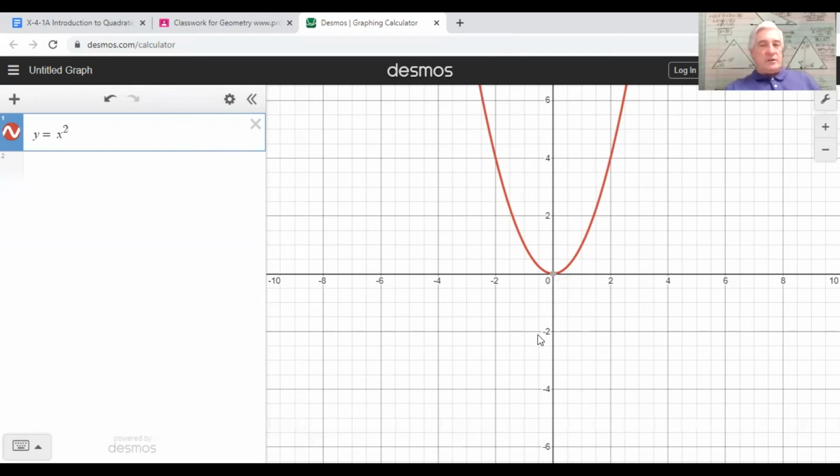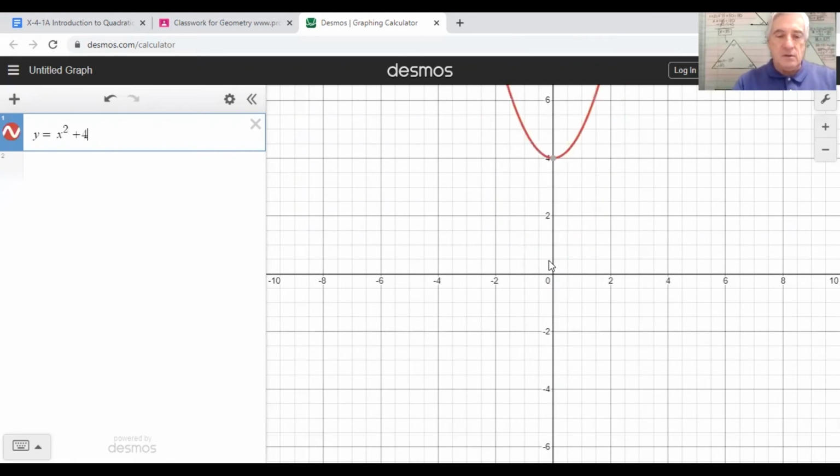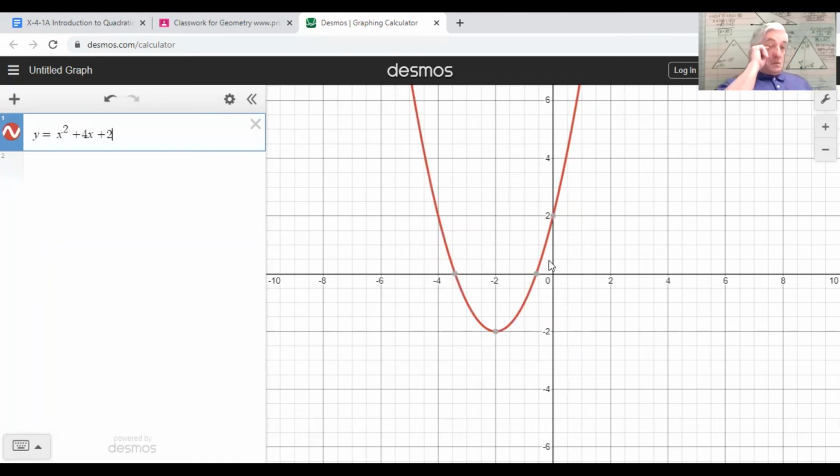Does it have an axis of symmetry? Yes. It's the y-axis, or x equals 0 is the equation of the y-axis, of course. Does it have a y-intercept? Yes, (0, 0). Now, can I move this sideways? All right, I've now moved it sideways and down.